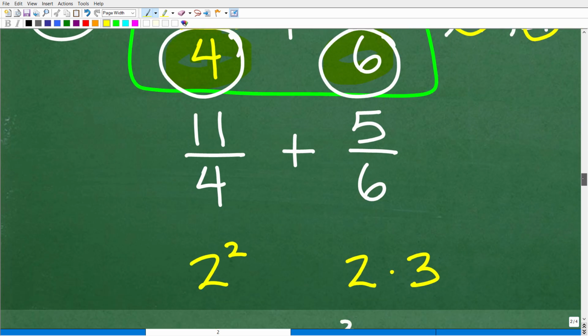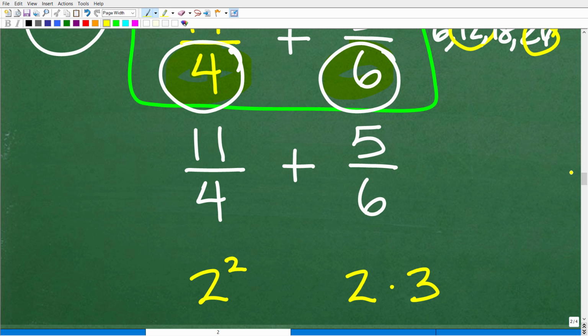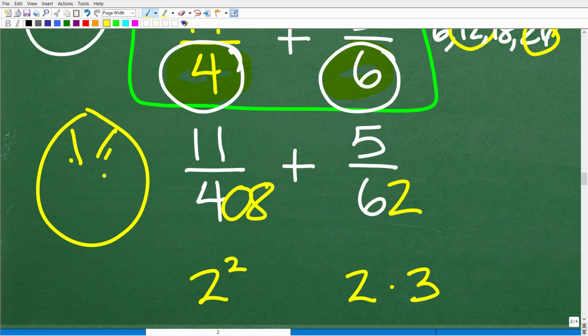Now, a lot of students are like, hey, Mr. YouTube Math Man, you just wasted a bunch of time telling me how to find the LCD. I already knew the LCD was 12. Well, that is fantastic. But what if I made the denominators like 408 and 62 or something crazy like that? Well, then a lot of you might be saying, well, then I'm just going to leave your video, Mr. YouTube Math Man. I'm not dealing with that. Well, how do you find the LCD of big fractions like this?